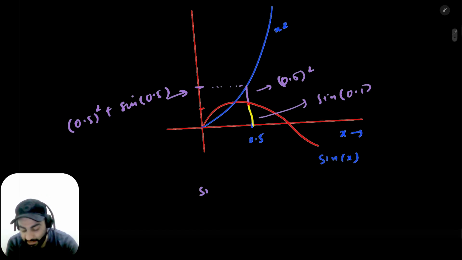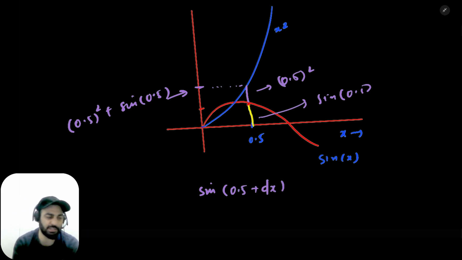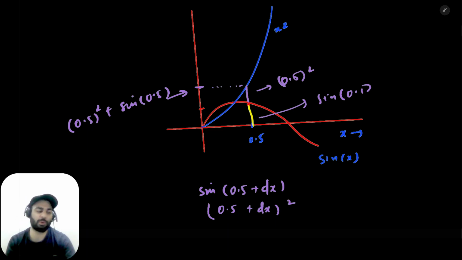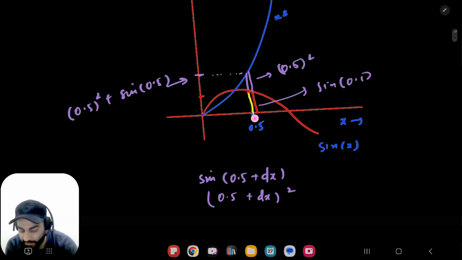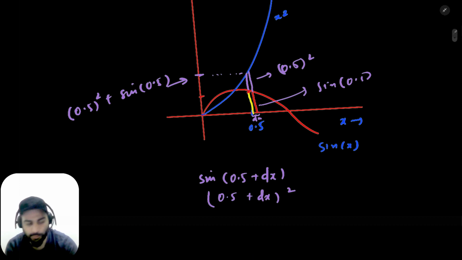So we'll make a change: sine of 0.5 plus some dx, a very slight change. Similarly, with the x square, we'll say we have 0.5 plus some slight dx, whole square, and then we'll see what will happen to these things. So we are making some change over there, taking values like this. We are making a slight change on this, and a slight change over this. We're just shifting by dx. This value is dx. So we are slightly shifting it, and we want to see what is the effect of these things.